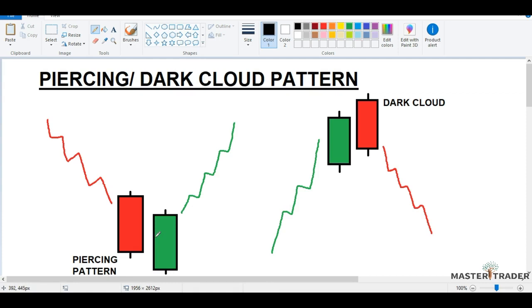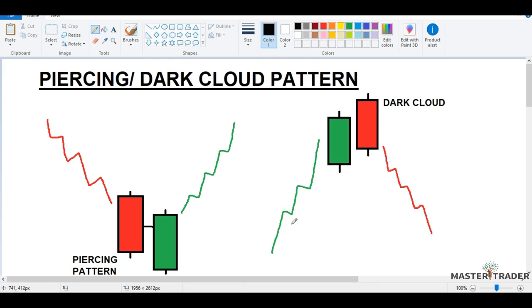And then it comes up and closes above 50% of this previous candle. So if you would say 50% is here, right? The green candle should close 50% above the previous day's red candle. That is known as a piercing pattern candle. These are very, very good reversal patterns, guys. They work really, really well, and the win rate is very high in these patterns. They don't occur as much, right? The frequency is much less, but when they do, they give fantastic reversal moves.